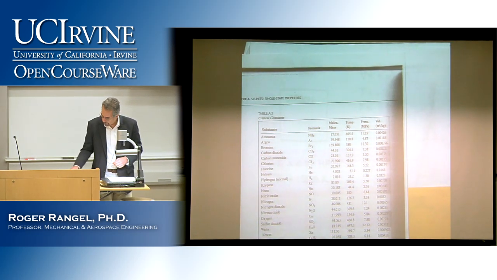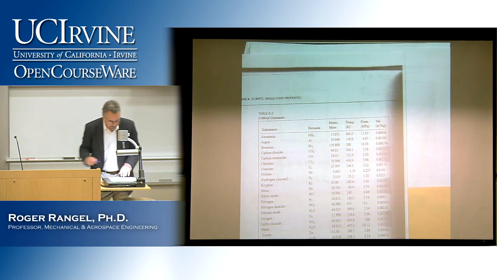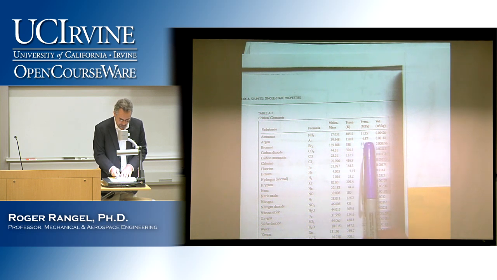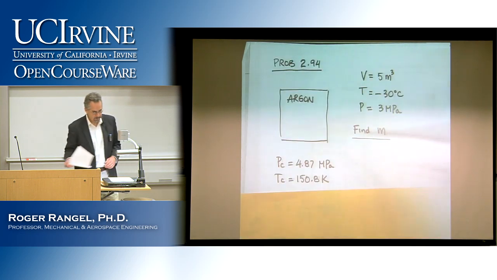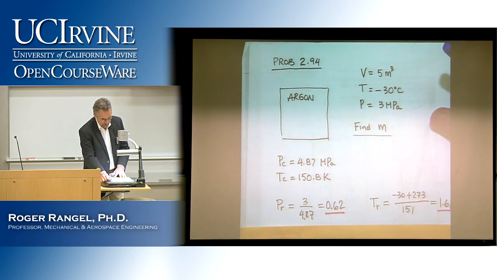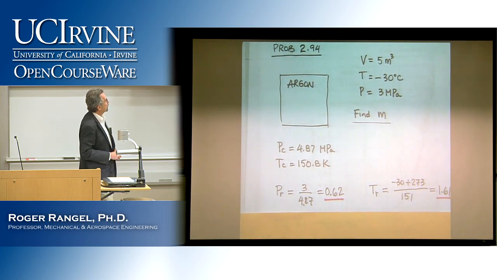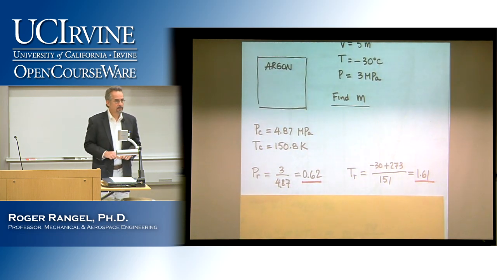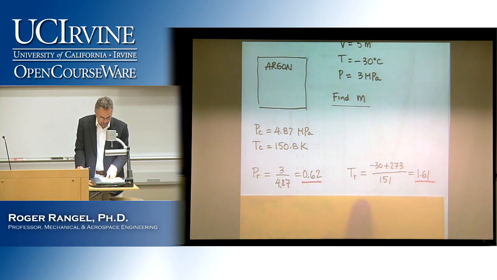I read there my critical temperature, 150.8 Kelvin, and critical pressure, 4.87 megapascals. Write them down here, and then from my definitions of reduced pressure and reduced temperature, I can immediately calculate those. Reduced pressure, reduced temperature.